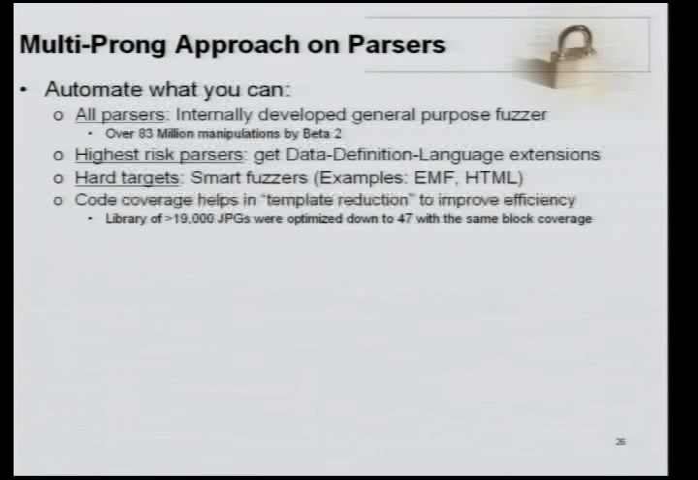So for example, when we went to fuzz JPEGs, we said, give us all your JPEGs, come one, come all, and we had a library of 19,000 different JPEGs that were the input to the fuzzing process. We analyzed the functional code coverage that these JPEGs got, and we were able to collapse these 19,000 JPEGs down to 47 JPEGs that gave us the exact same functional code coverage as all those 19,000, and then put those into the fuzzing process. And what that allows us to do is be that much more efficient about the fuzzing that happens.